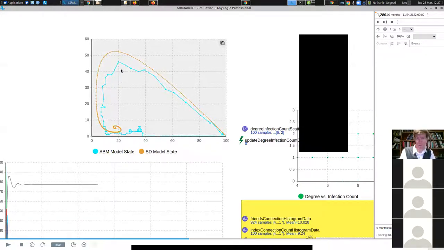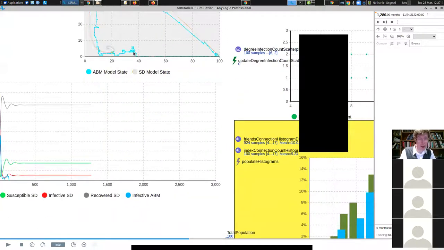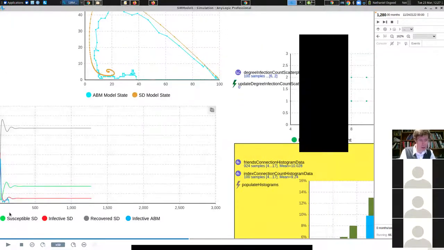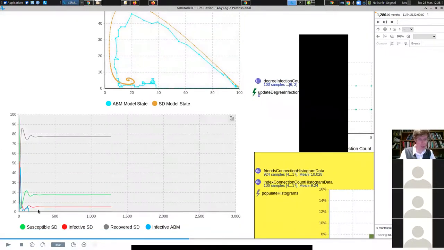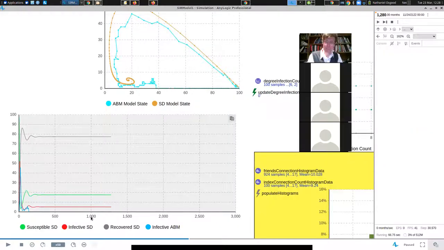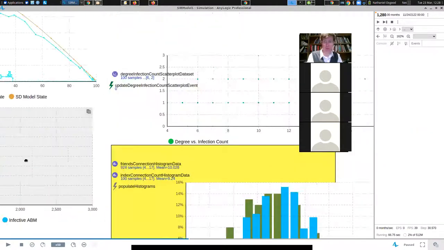The number of people infected in the agent-based model never grew quite as large as what you expect in the system dynamics model. It came down to kind of a similar point, but then something happened. Anyone want to guess what happened here? Anyone? Why is it we see this sudden drop off here? The infection died out? Infection died out.